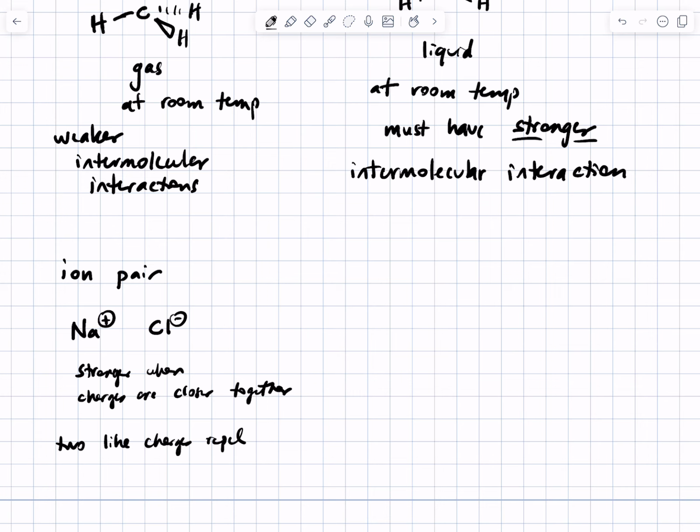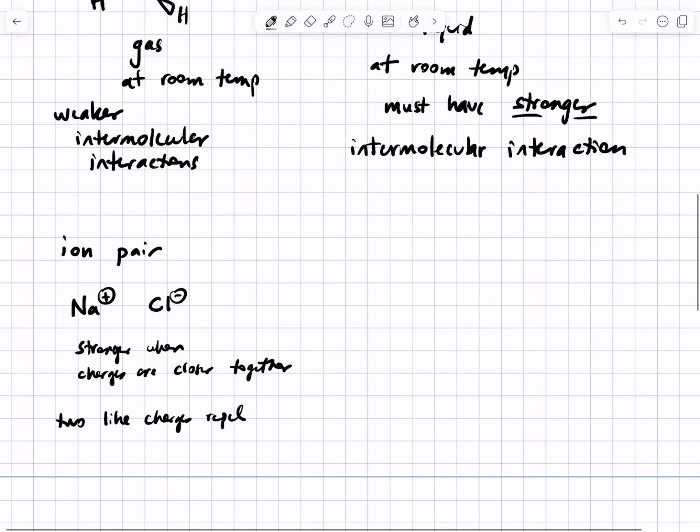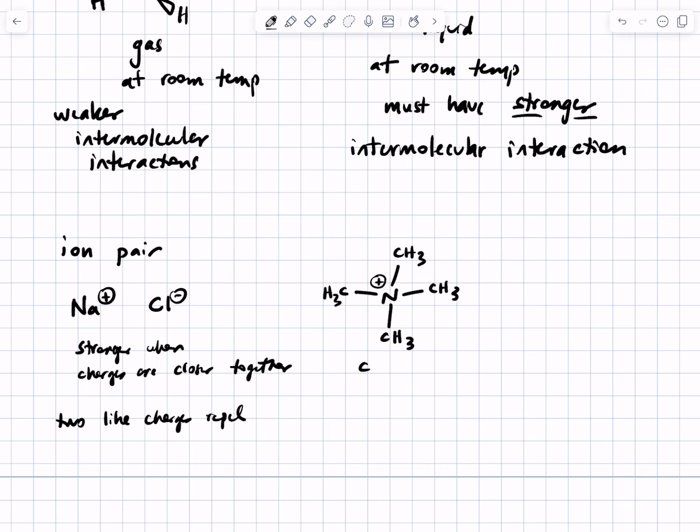Another example of an ion pair in an organic molecule might be something like this tetramethylammonium cation. Cation means a positively charged ion.